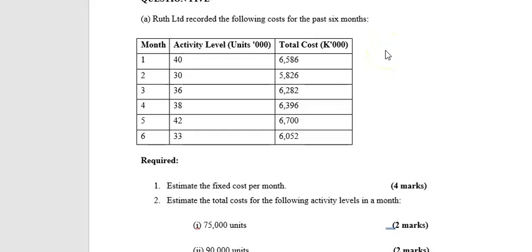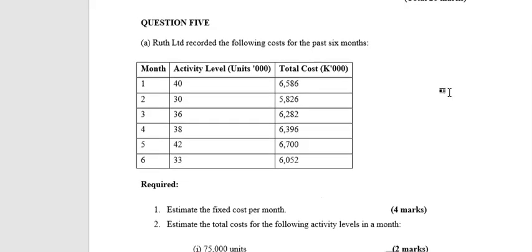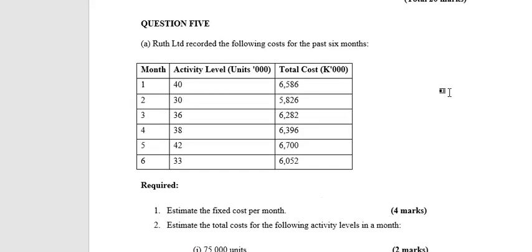Alright, so today we're going to handle question number 5 in the Strategic Management exam 2024 Cavendish. So question number 5 is as follows. Ruth Limited recorded the following costs for the past 6 months. So month 1 up to month number 6, and then activity levels in 1000 units, and then cost in 1000 kwacha.